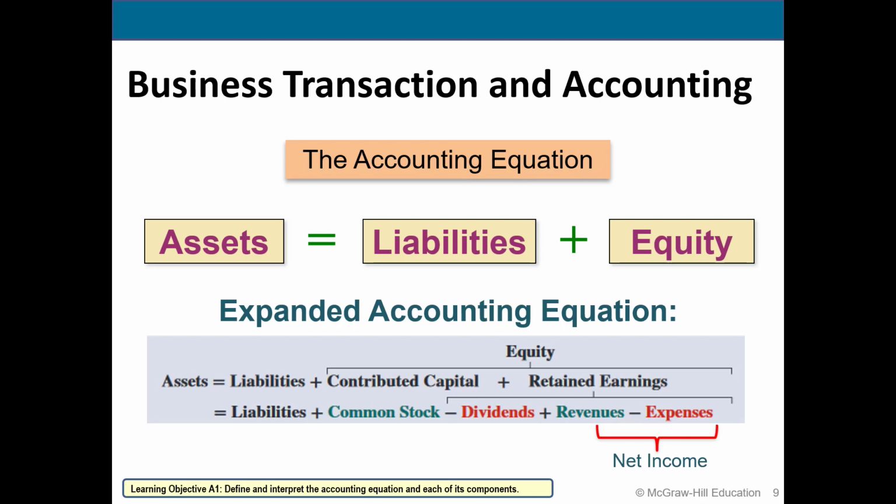So let's talk about the four parts of equity. So one is common stock. Common stock reflects the inflows of cash from the stockholders in exchange for stock. Dividends are outflows of cash to the stockholders. Revenues are increases from the sale of products or services to our customers, and expenses are decreases to equity, and they are the cost of providing the products and services to our customers.